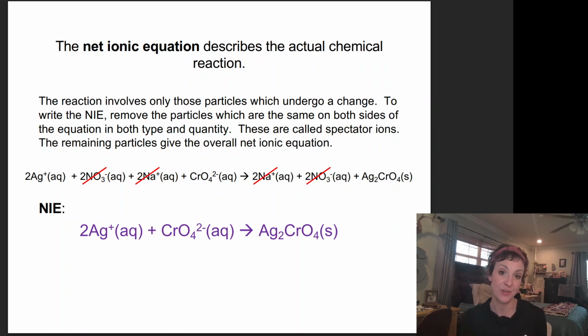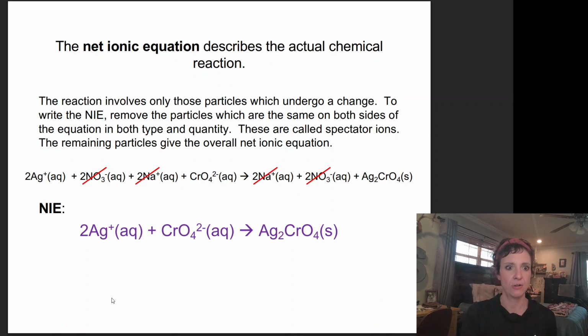The net ionic equation describes the actual chemical reaction. So here's the trippy part. There's a lot of people in this double replacement swapping situation here. But the reaction actually only involves the particles which undergo a change in some way, okay? To write the net ionic equation, I can remove the particles which are the same on both sides of the equation, both in type, meaning what the substance is, and in quantity, or the number of that. Those ions are called spectator ions. The remaining particles give the overall net ionic equation.